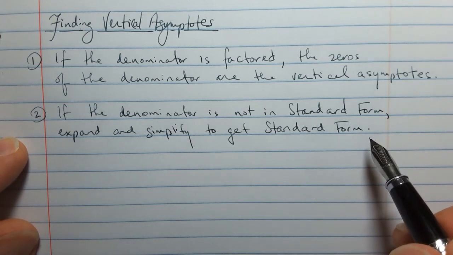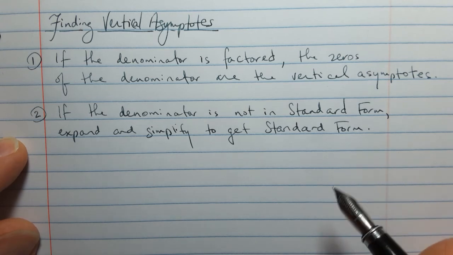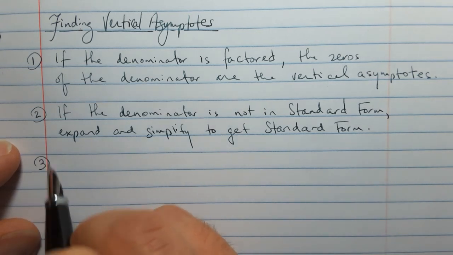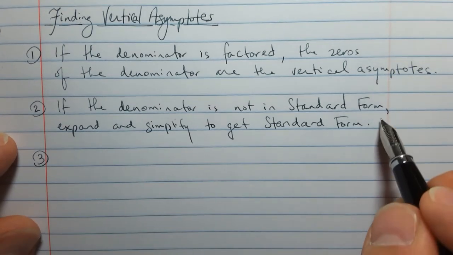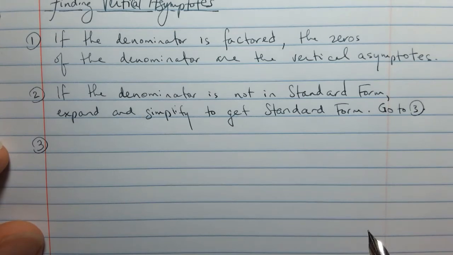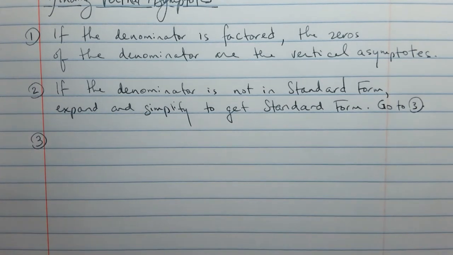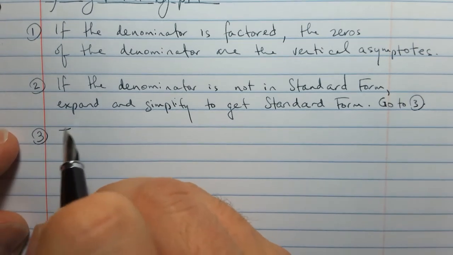Now at that point you can continue with number 3 here. Maybe I'll just write that down. Go to step 3. So if it's not in standard form, get it there. And now that you're in standard form, we can do this.